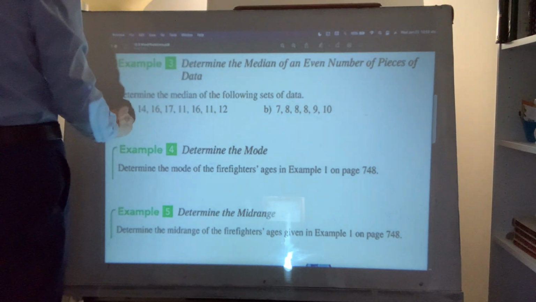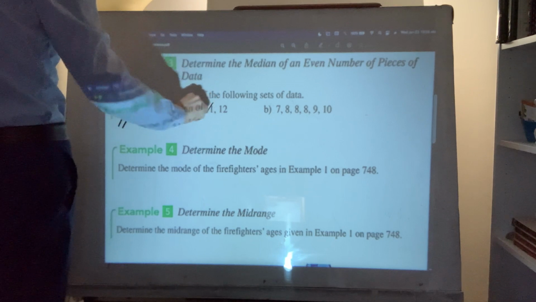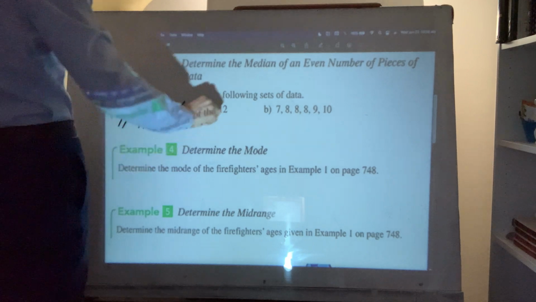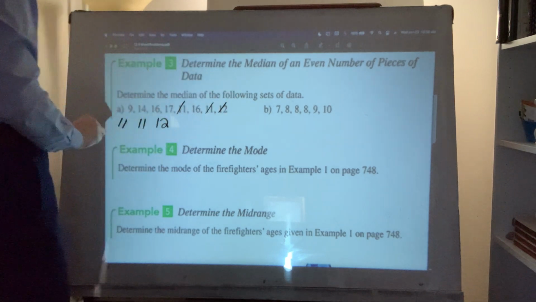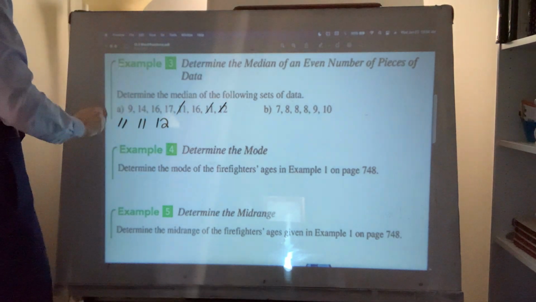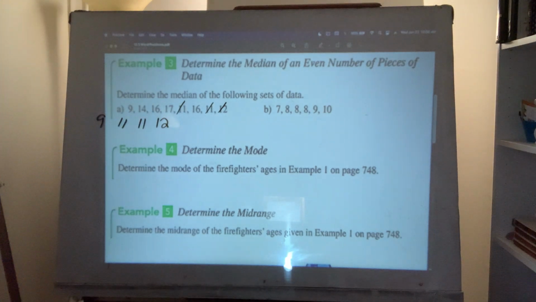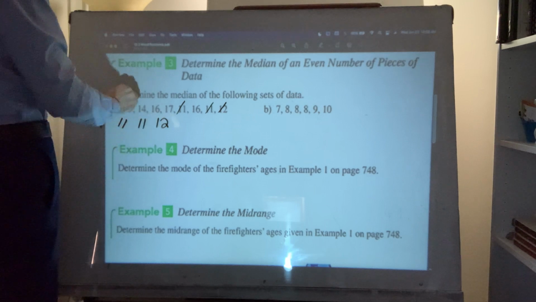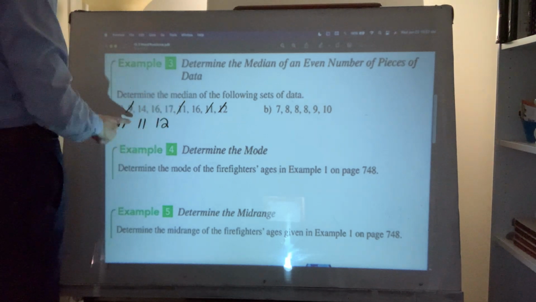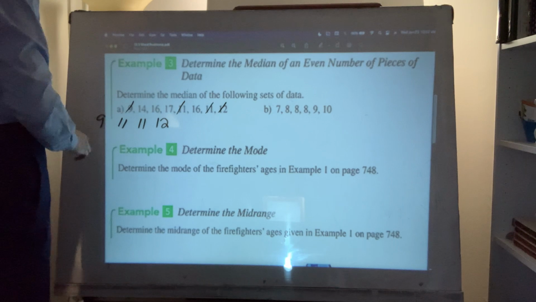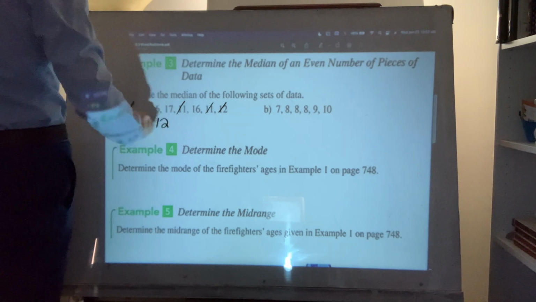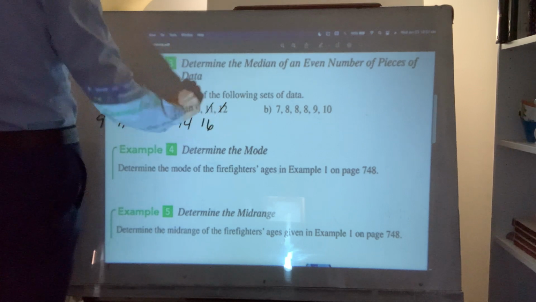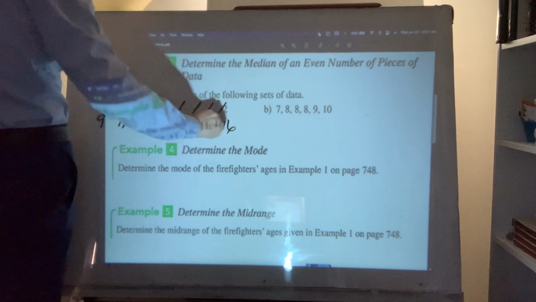It is to be 11. And there's 2 of them. And the next number is 12. And then, 9 would be the smallest in the total. 9, 1, 11, 11, 12. And then, standing in the way, that's the problem. 14, and 2 16s, and a 17.